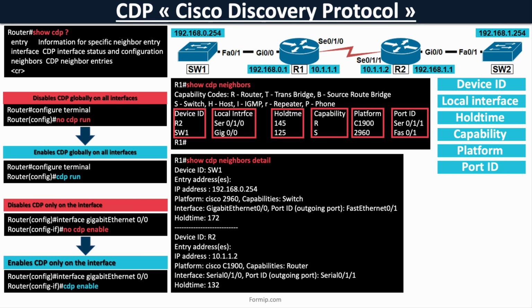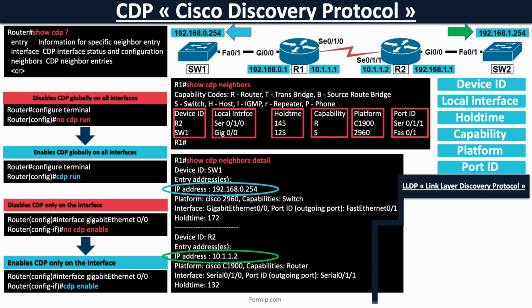and the port ID corresponds to the port of the neighboring device. If we add the word detail to the show cdp neighbors command, the output will include a lot more information, such as the IP addresses of the neighbors. CDP only collects information about neighboring Cisco devices which are directly connected to it.